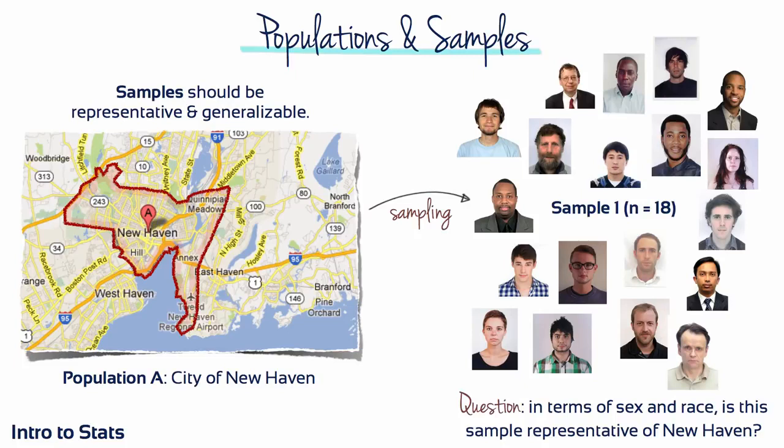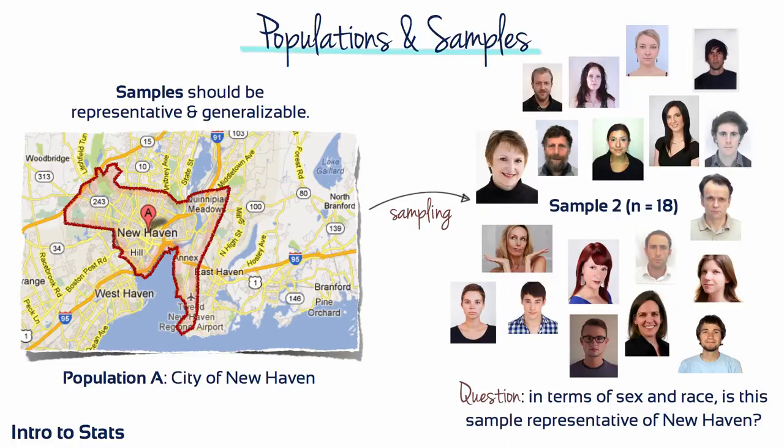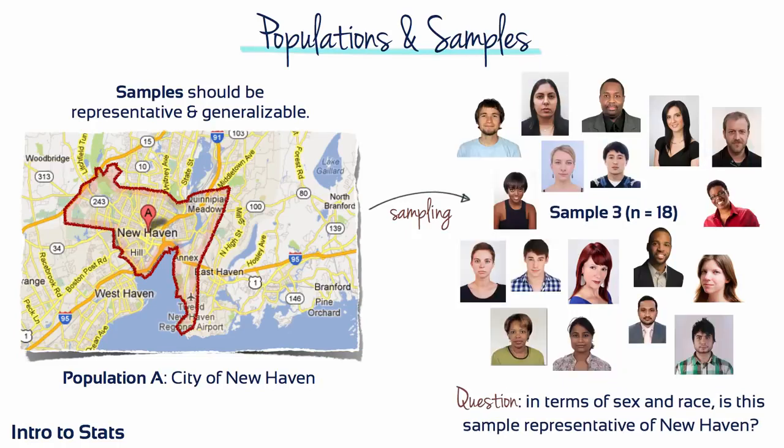If we studied sample 1 here, could whatever we learn be applied to the larger population of New Haven? What if we use sample 2 instead? Or how about sample 3? Same question. If we studied this sample, could whatever we learned be applied back to New Haven? If we had to choose one of the three, sample 3 is the most representative in terms of sex and race.